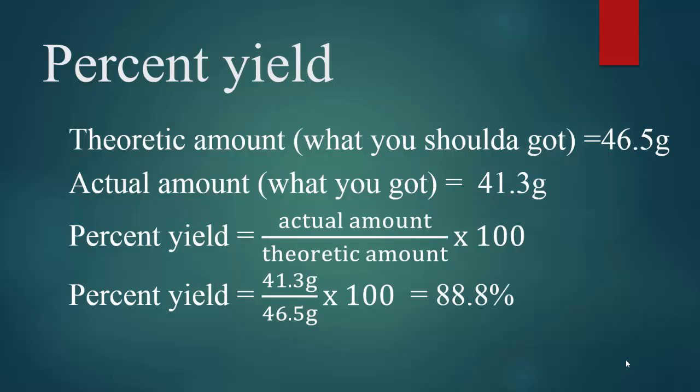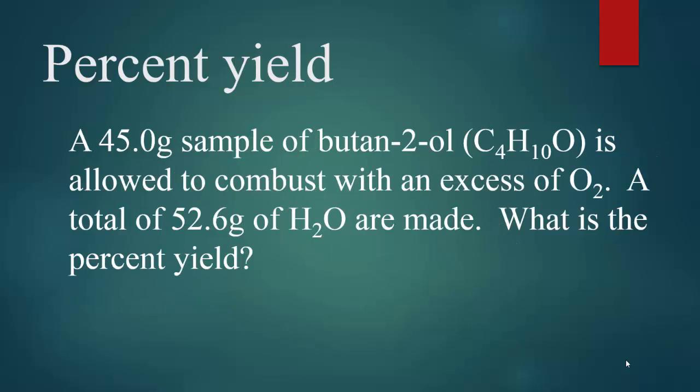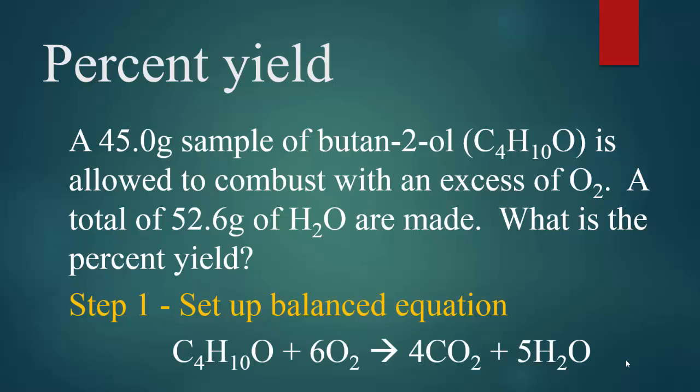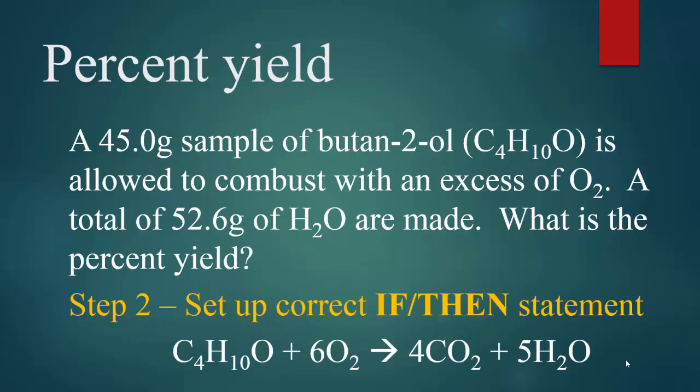Let's go to a slightly more involved problem, but it's just as easy. You're given 45 grams of butan-2-ol, and it's allowed to combust with an excess of O2. You make 42.6 grams of water. What's the percent yield? You need to do the normal stoichiometry. So set up the balanced equation, and here it is. Now, set up the correct if-then statement. If I have 45.0 grams of the butan-2-ol, then how many grams of water will I make?